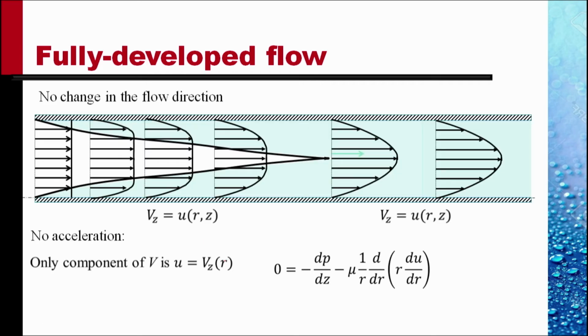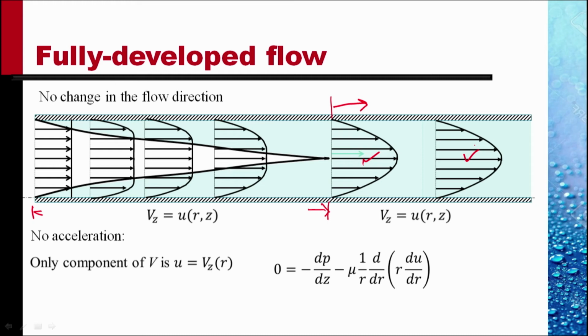Then there is a concept of fully developed flow. We've seen earlier that as a flow enters a pipe, the velocity profile changes down the pipe, but only up to a distance which is termed as the entrance length. Beyond this entrance length, the flow can be taken as fully developed. So this velocity profile is the same as this velocity profile.